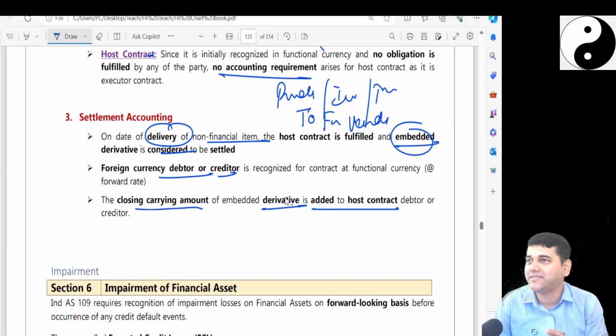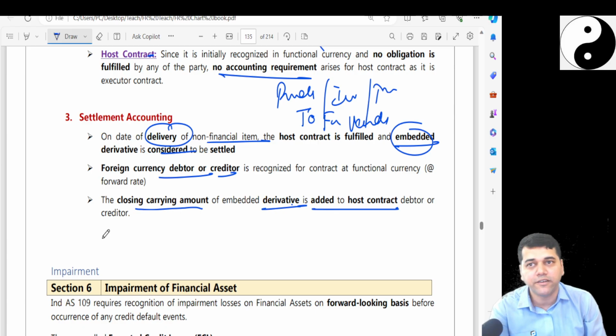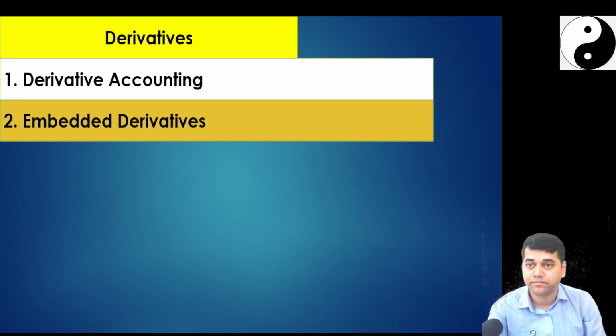Looks complicated, no? But that's it. That's what it is. We will solve the problem with this derivative part. We will be done. Let us see the questions. Then it should give you very clear clarity.